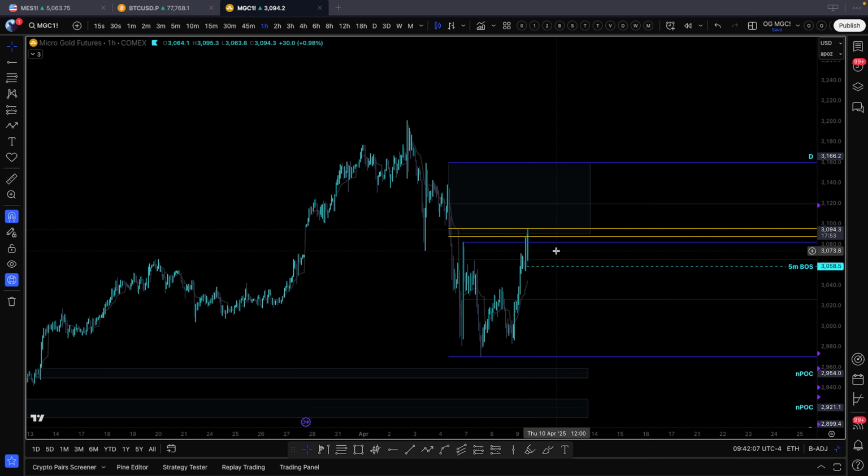Or we could use the lower time frames and see if we get like a double break of structure. So instead of getting in on the first break of structure, I'll want to see it break one more time and then follow it down. So that's what I'm looking for today.